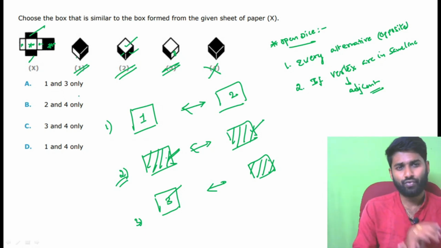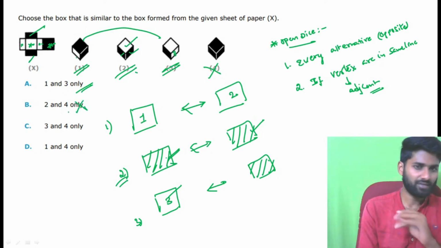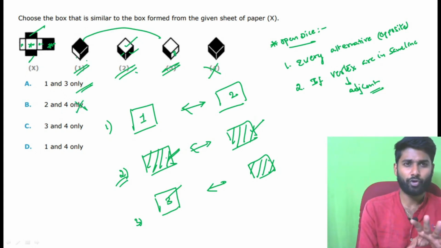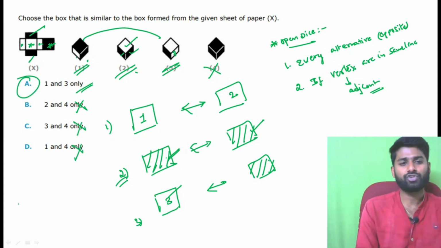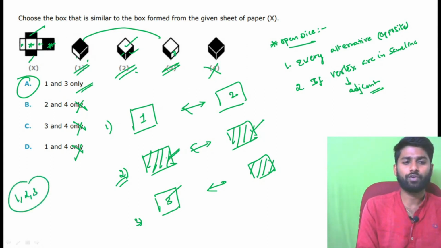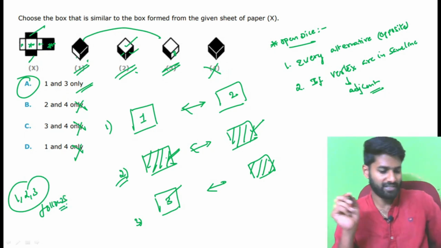See, the options are 1, 3; 2, 4; 3, 4; and 1, 4. According to the options, we can choose 1, 3. For 2, 4, there is no chance, guys. 1, 2, 3 is the correct answer, but according to your options, I can choose 1 and 3. I can't choose 2 and 4, because 4 is invalid. So we can't choose 3 and 4, and we can't choose 1 and 4. Out of the options, we can choose A. According to the question, 1, 2, 3 always follows, but according to the options, we can choose only option A. Possibilities are most important for solving these types of questions.